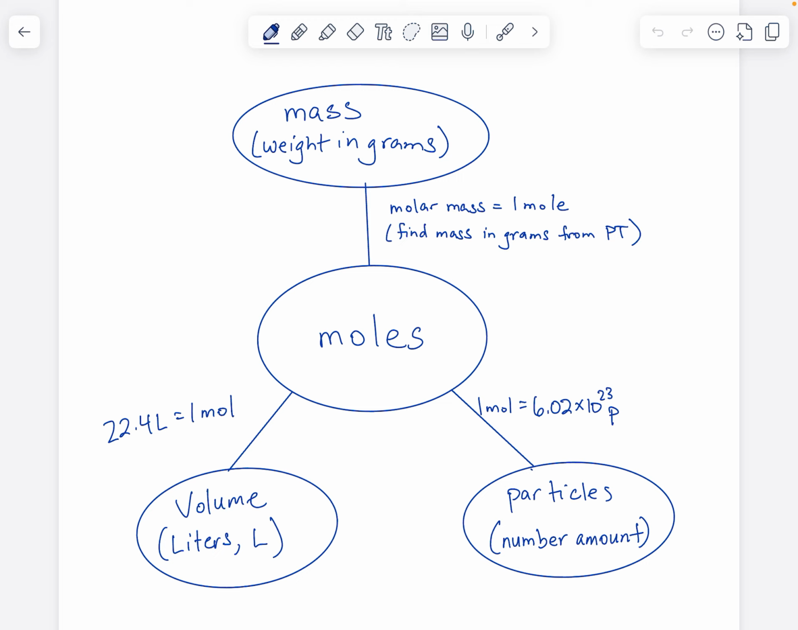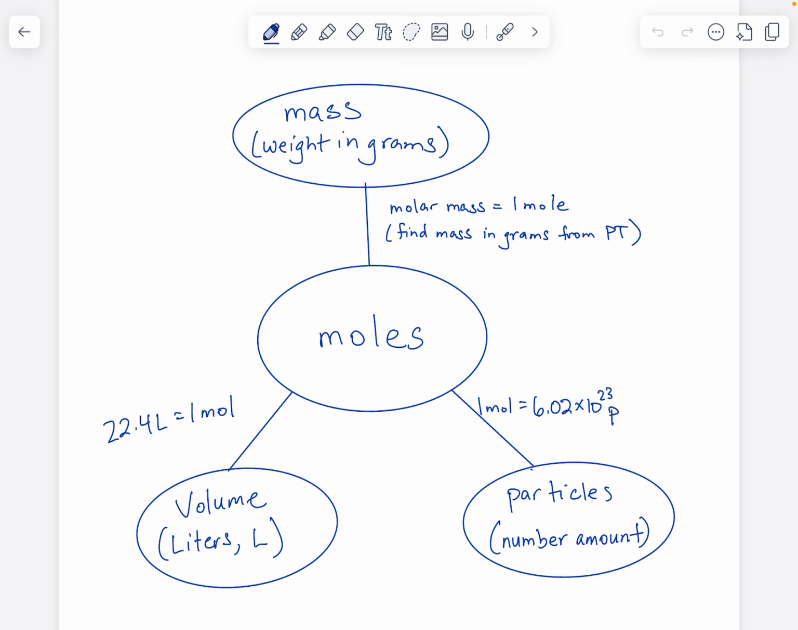So this was the mole map, so to speak, that we developed, but we were able to use this to have a visual representation of those jumps that we can make from different quantities. And of course, the mole connects all of those quantities, those being mass in grams, volume in liters, and of course particles, whether that's molecules or atoms, in terms of a number amount of something.